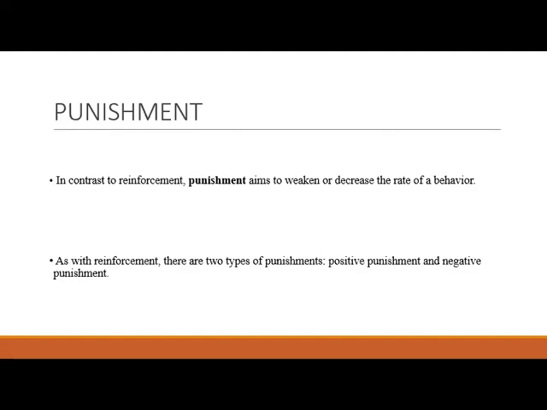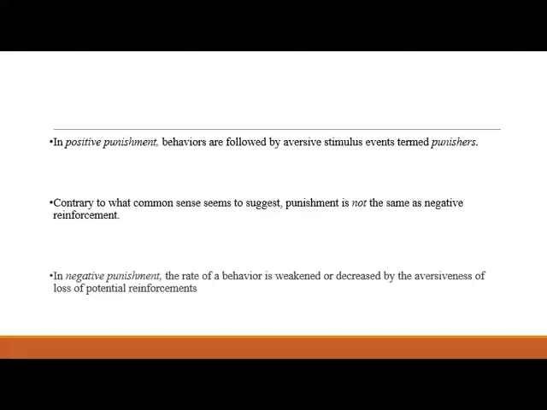Next, we will talk about punishment. In contrast to reinforcement, punishment aims to weaken or decrease the rate of behavior. Punishment is the application or removal of a stimulus so as to decrease the strength of behavior. As with reinforcement, there are two types of punishment: positive punishment and negative punishment.